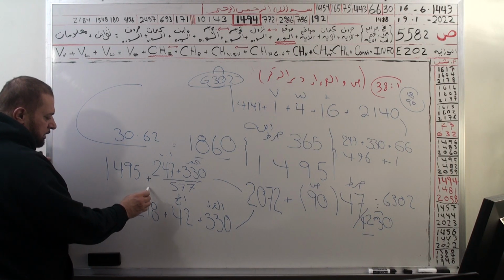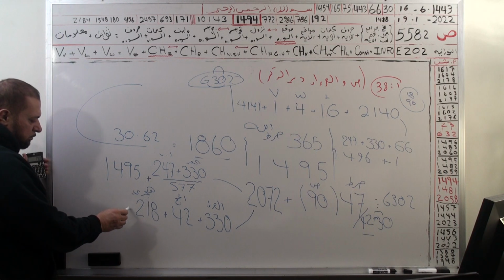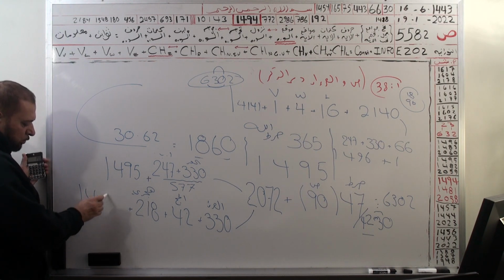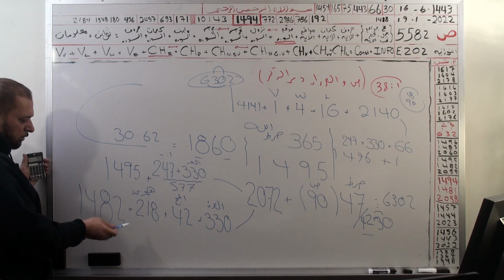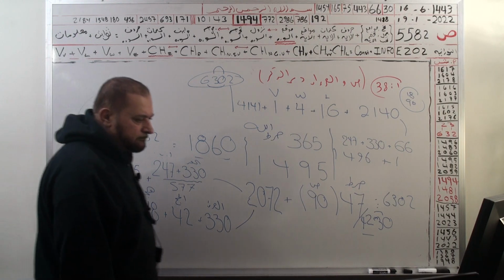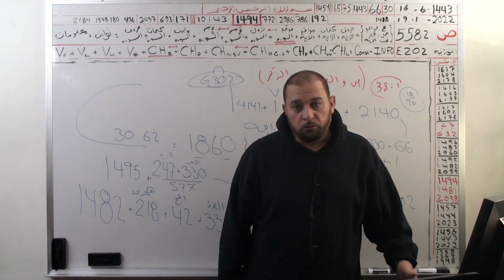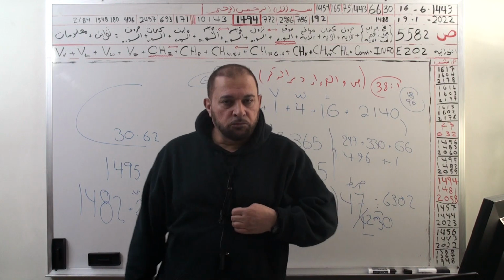218, which is Hijri. 5 plus 3 plus 200 plus 10. What is left is 1482. But this is the Hijri calendar. So what if we turn it into the Ba'thi calendar? We add 13. So add 13, you get 1495. Solved. That's it. Solved in less than 20 minutes.